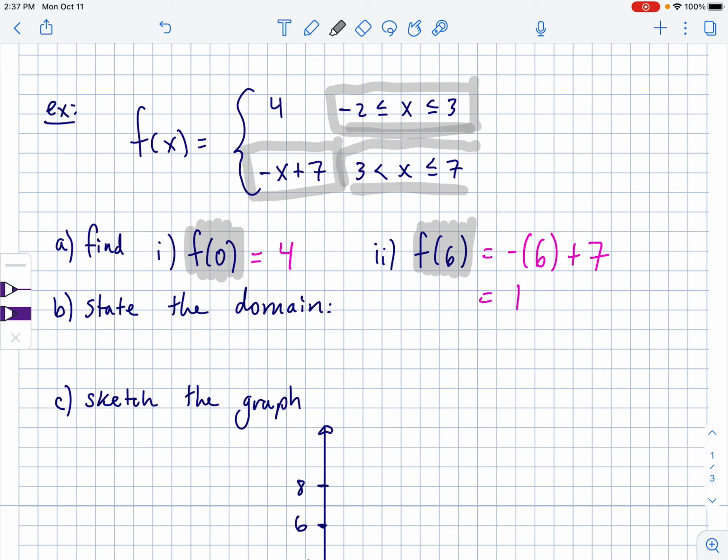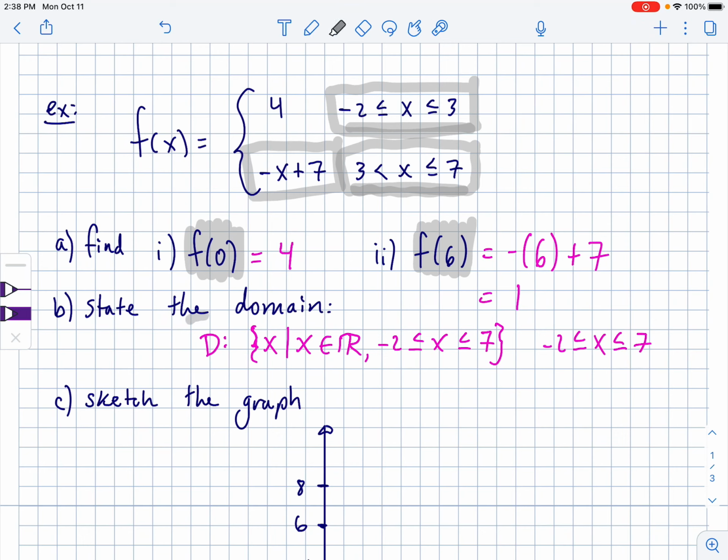State the domain of the function. Well, notice that the domain starts at negative 2, goes all the way up to 3, including 3, then it starts right after 3 again, so there's no real hole in it. It goes from negative 2 to 3 and then 3 to 7, so the entire domain would be, let's use proper IB notation, x such that x is an element of real numbers and negative 2 is less than or equal to x is less than or equal to 7.